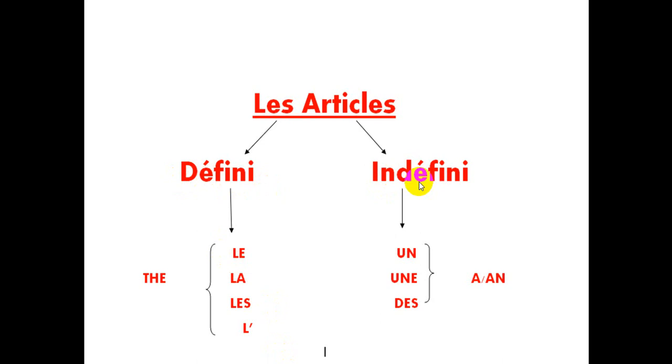As we know, we have three articles in English, which are a, an, and the. The same articles we have in French as well, but we divide them in two parts, défini and indéfini. Now, let's learn what the differences between défini and indéfini are and how we can use them.